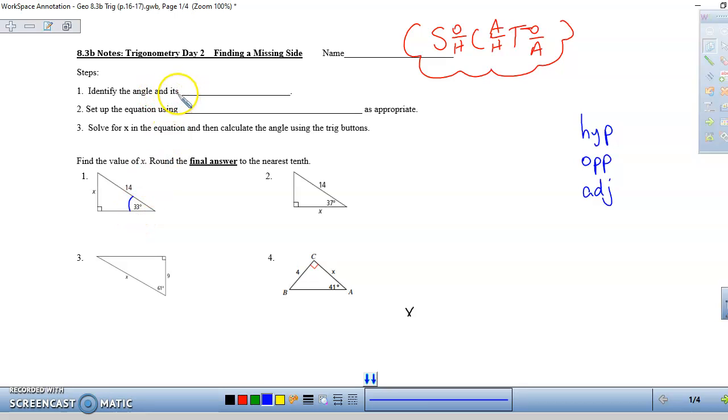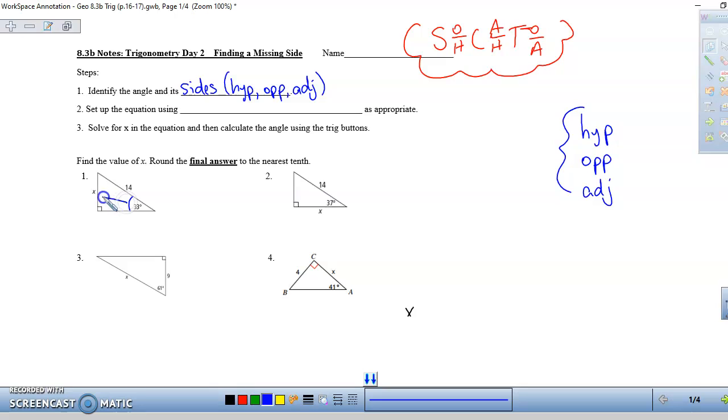Then you're going to identify its sides. What I mean by that is you're going to label hypotenuse, opposite, or adjacent, one of those 3 options. You're only going to label the sides that have information on them, so I'm only going to label the x and the 14. Let's do that very quickly. I'm looking at angle 33 degrees.